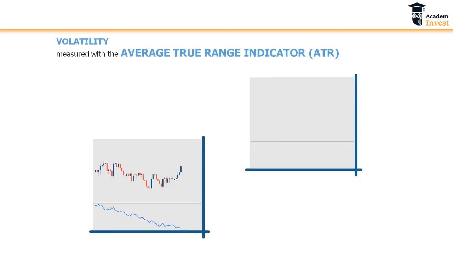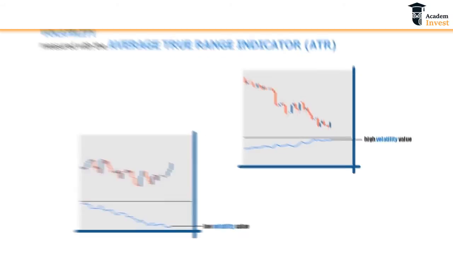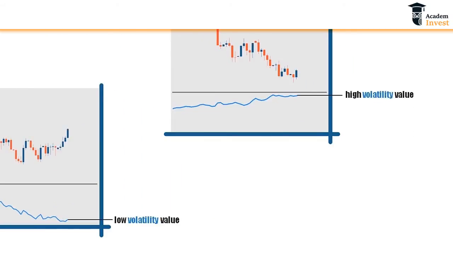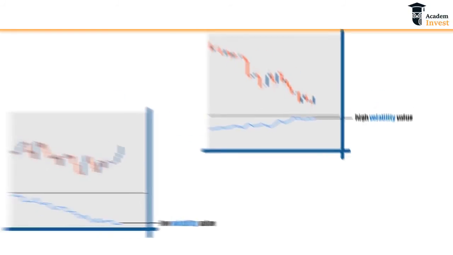The average true range indicator, also known as ATR, is a tool that measures the volatility but gives an actual value. So rather than observing the price in relation to an indicator, such as a moving average or Bollinger Bands, the ATR gives a value. The higher the value, the higher the volatility.